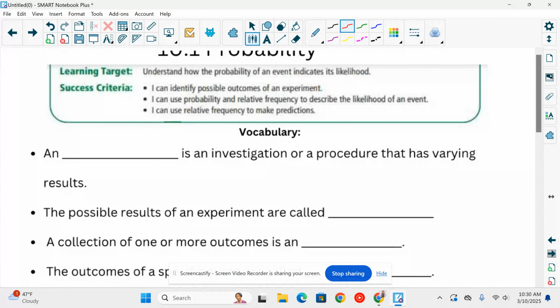This week and a little bit next week, our goal is to understand how the probability of an event indicates its likelihood, or its chance that it's going to happen. Okay? Like when you're talking about weather, and they say there's an 87% chance of rain today. That's the likelihood, that's the probability that it's going to rain.